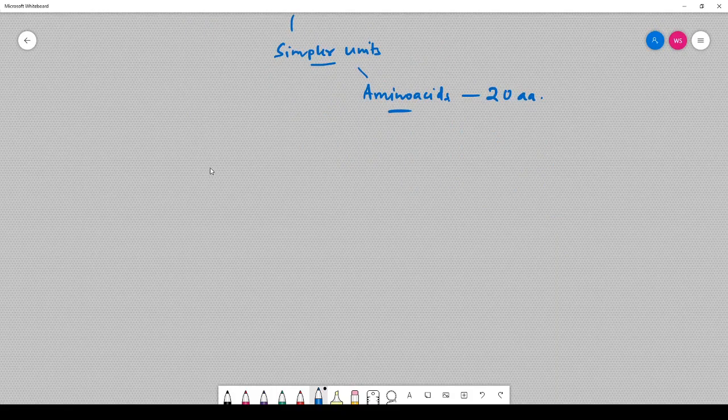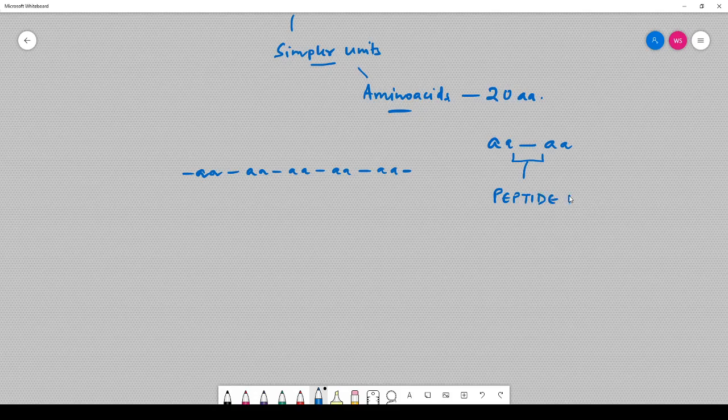Let's say there is an amino acid and another amino acid, another amino acid, another amino acid. So chains of amino acids. Okay, so this is a chain of amino acids. And when amino acids combine with another amino acid, they do so through what is called a peptide bond. So all these are basically peptide bonds between the amino acids.